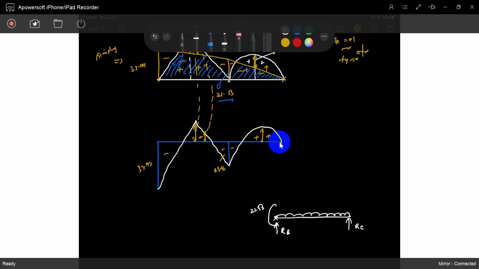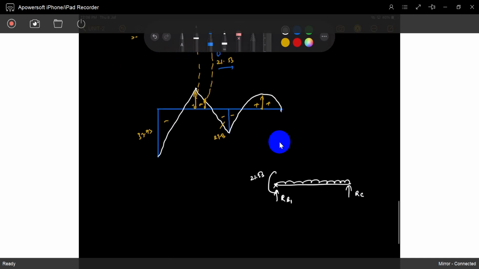RB1. I call it RB1 because this reaction only balances the BC span. But B has a support which produces a reaction that supports both the BC span and the BA span. We already explained that last class, so we will see it. So what is that value? This is 2 kilonewton per meter.